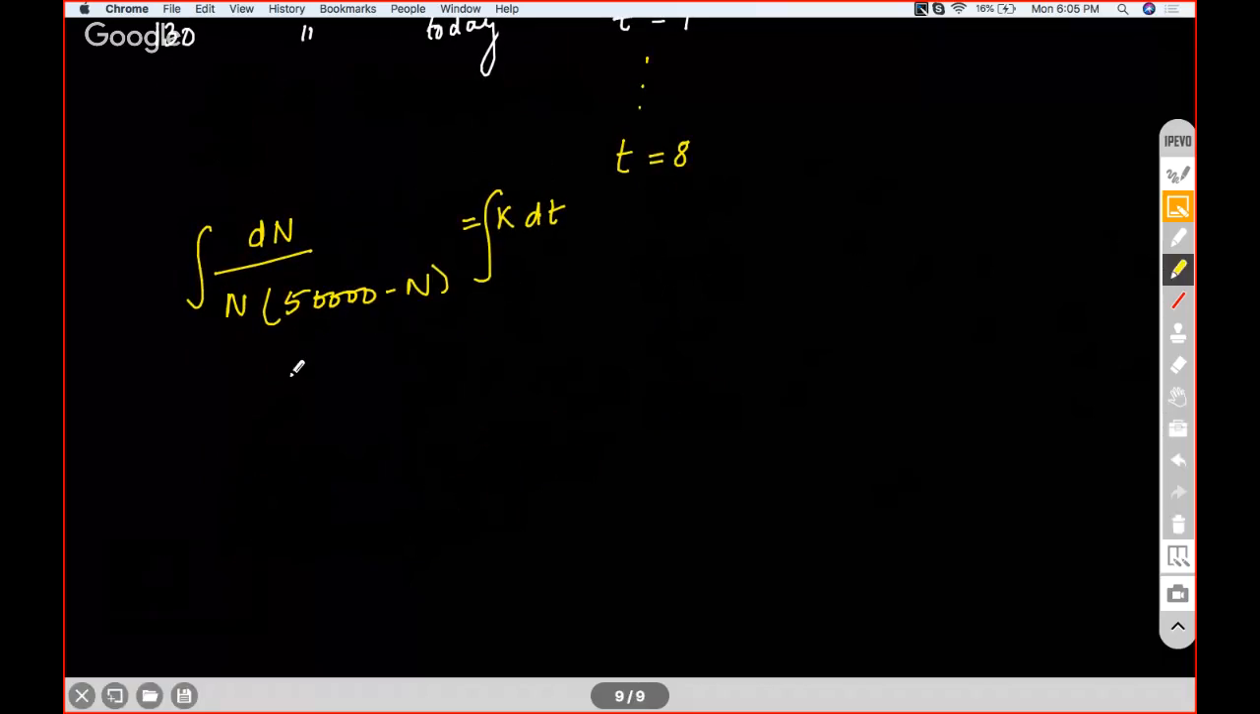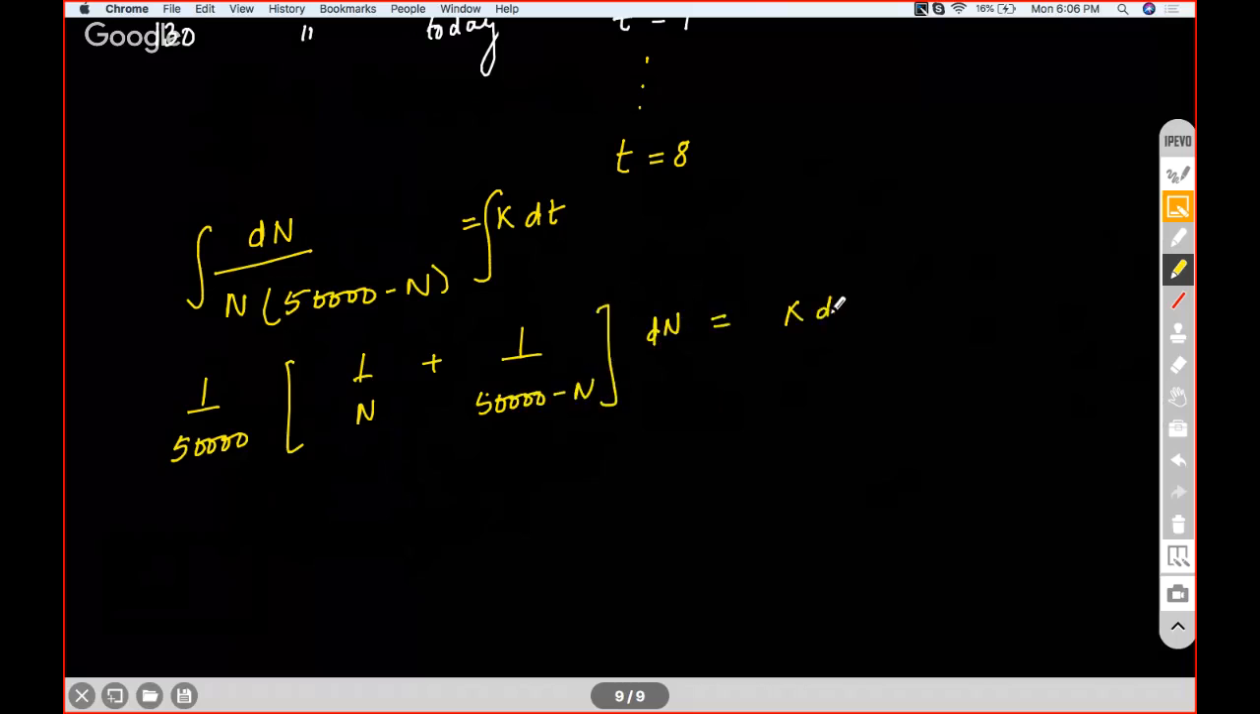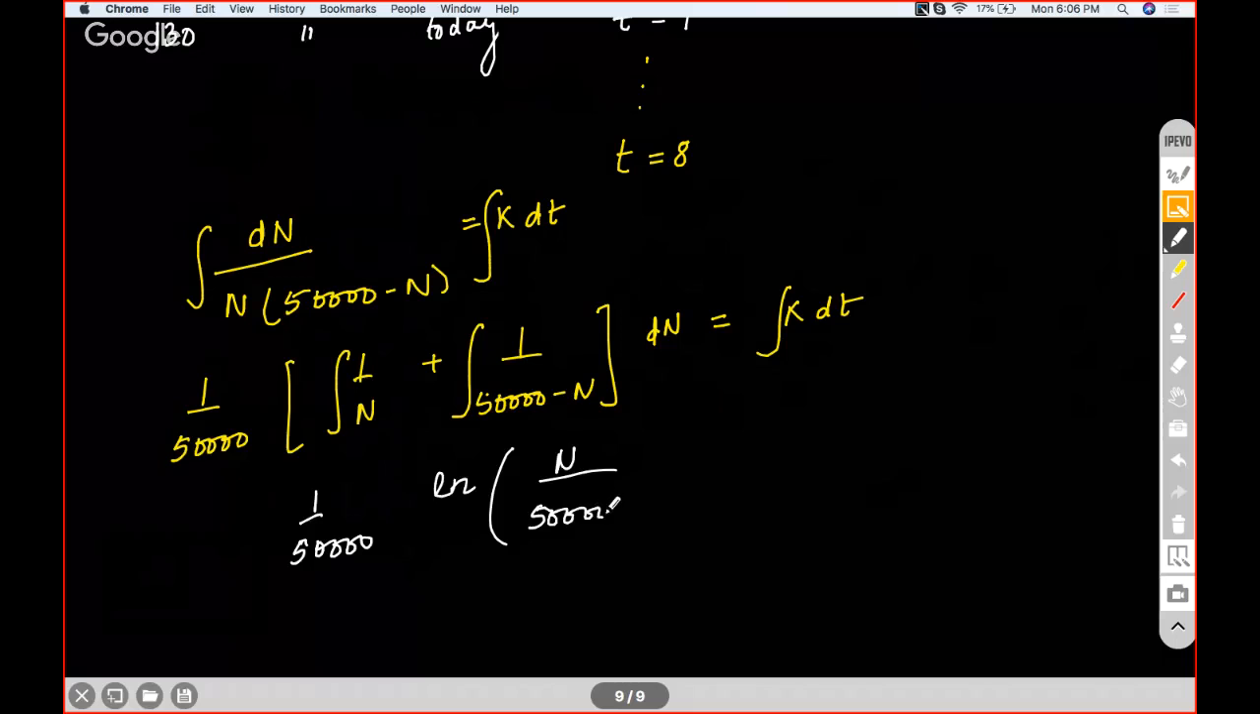Correct, Shreya? Yeah. So 1 by 50,000 in integral 1 by n minus 1 upon 50,000 minus n. 1 upon 50,000 ln n minus ln 50,000 by n minus 1, equal to t plus C.